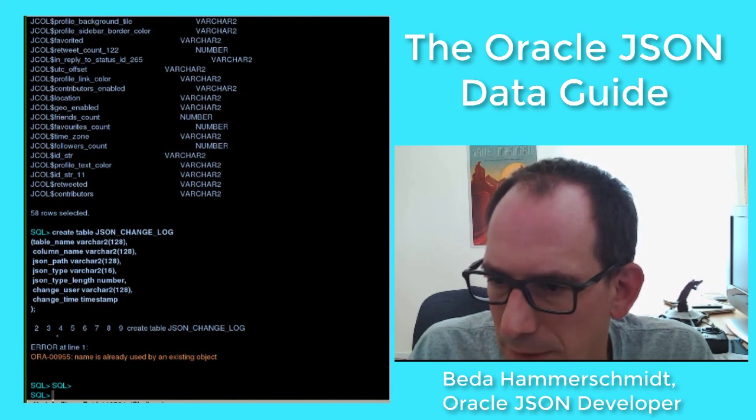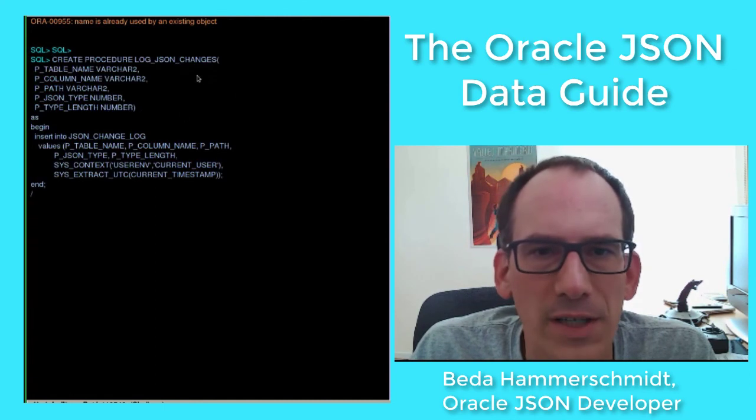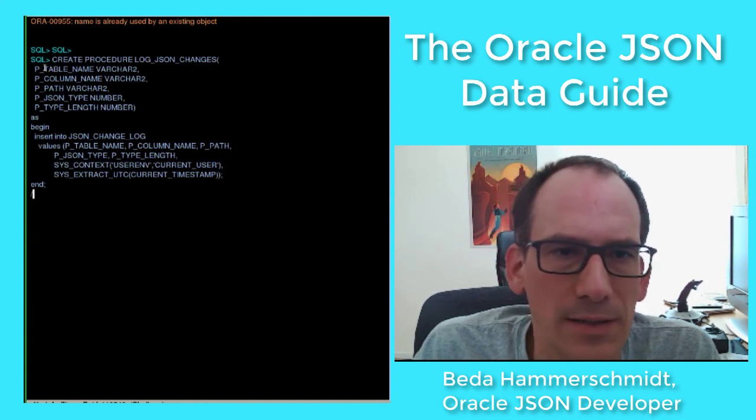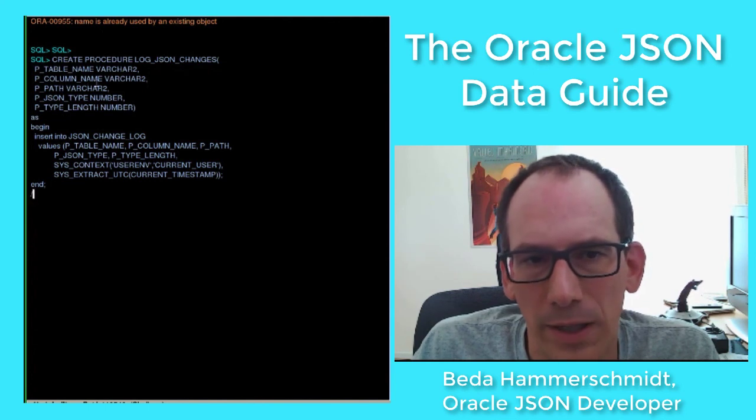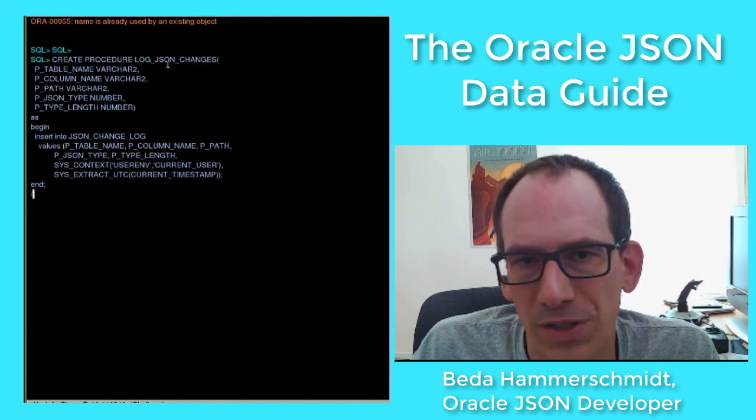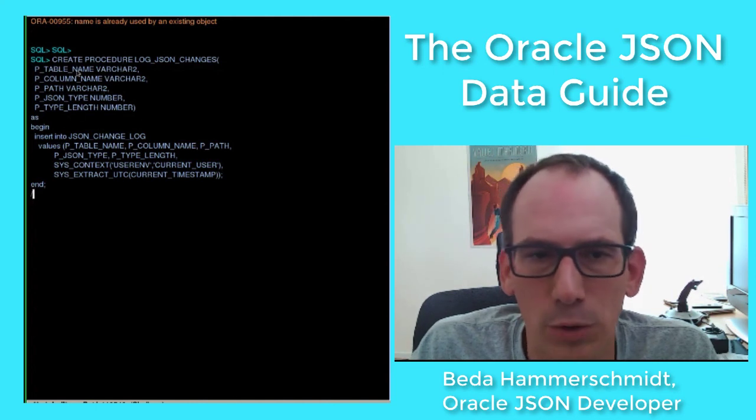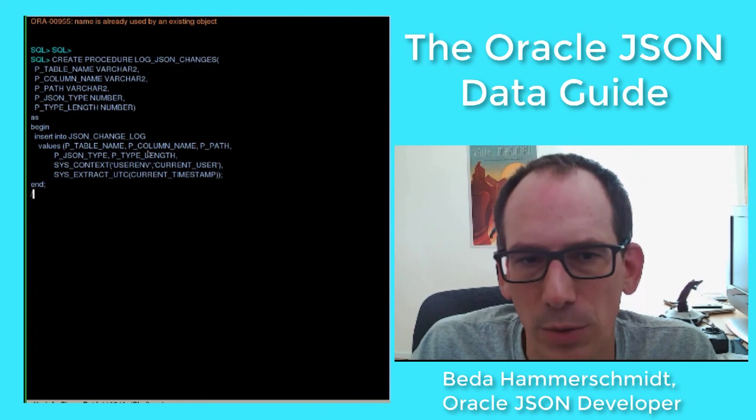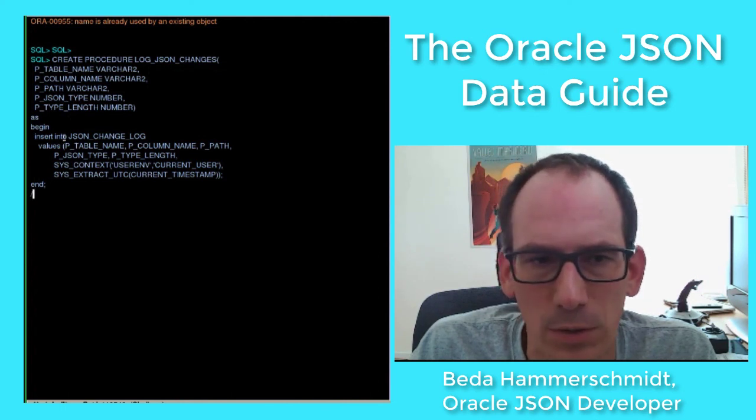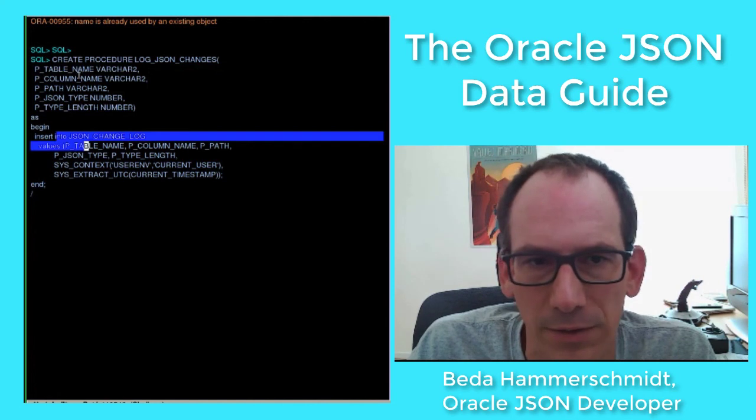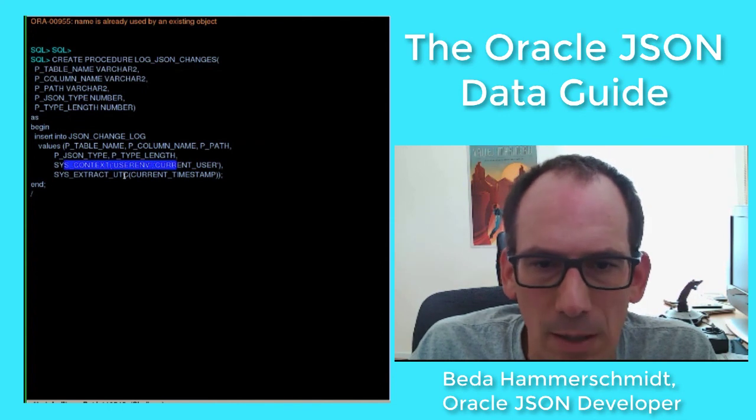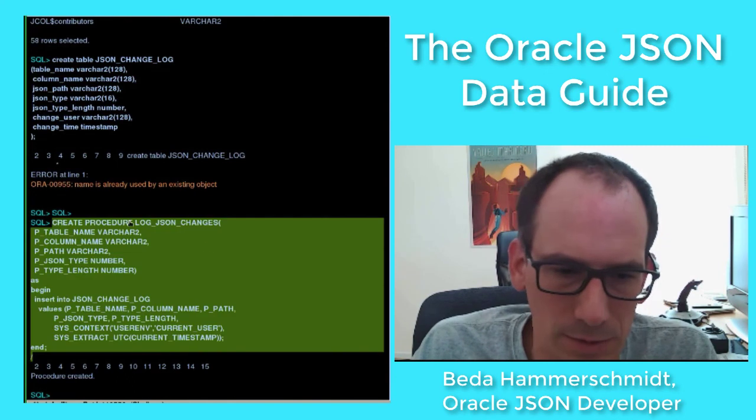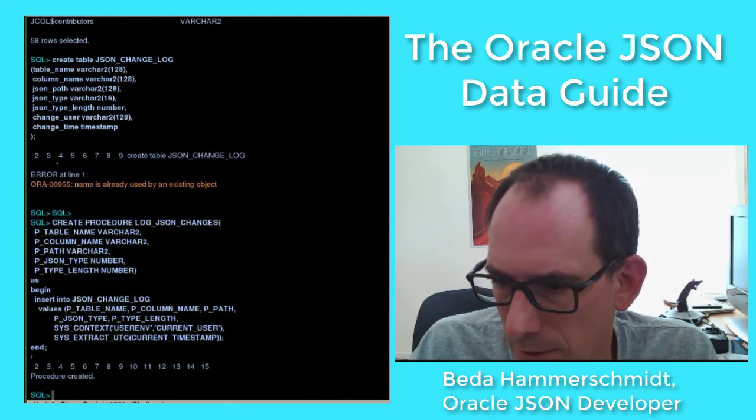So this procedure is called log JSON changes, and its signature is that it gets a table name, a column name, a path, a JSON type, and a length. So this is the information that the data guide collects, and any procedure with this signature can be passed as a callback to JSON data guide. What we do inside here is we basically only insert in our table. It's only one big insert statement where we take the values that came in as input parameters and we insert them into the table together with some timestamps so that we know when it got inserted. So the procedure got created.